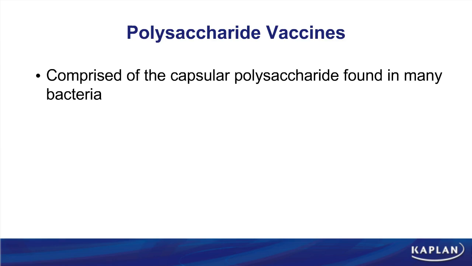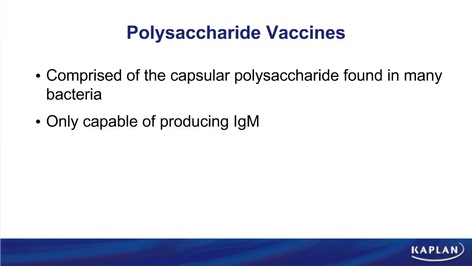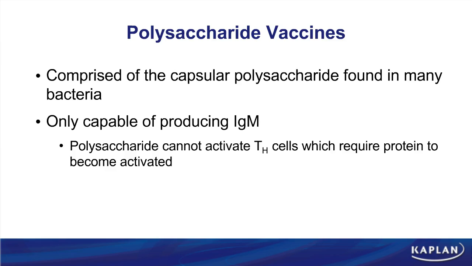Polysaccharide vaccines, we used to have actually quite a few of these. We now only have one major one that we use, but these guys are comprised of really just polysaccharide capsular material that's found on, of course, the encapsulated bacteria. But if you go back to some of the basics that we talked about earlier in this book, we know that, of course, polysaccharides cannot activate T cells. So without the help of T cells, these guys can only produce IgM, right? So polysaccharides are not going to go through that T helper cell pathway. We're not going to get any class switching. So we're just going to get an IgM response.